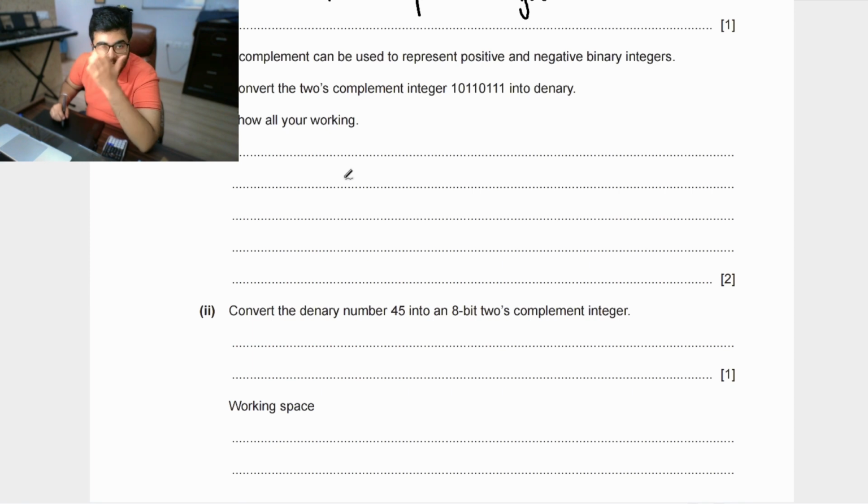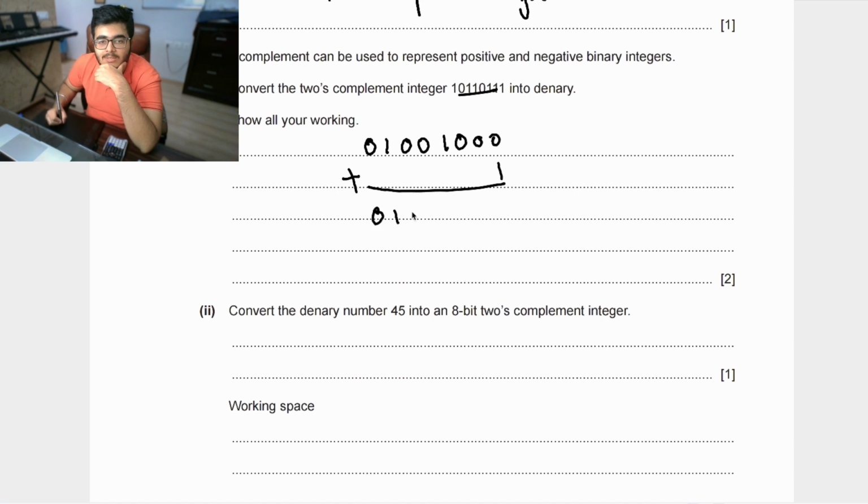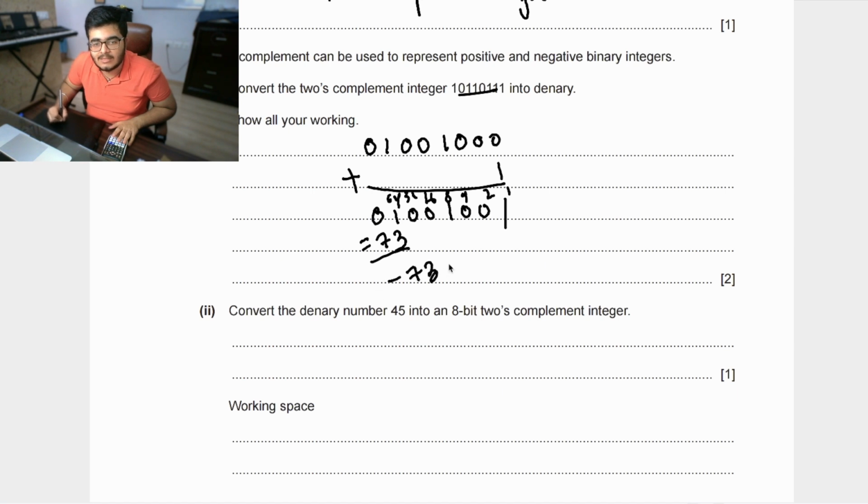Now convert the 2's complement integer 1 1 1 0 1 0 1 1 0 1 1 1 into denary. First step will be to flip the number. When we flip the number, we have 0 1 0 0 1 0 0 0. Then we add a 1, and we have 0 1 0 0 1 0 0 1. Once this is done, you need to convert it to denary. So 1 2 4 8 16 32 64. When you add 64 plus 8 plus 1, you get 73. So our final answer is minus 73.